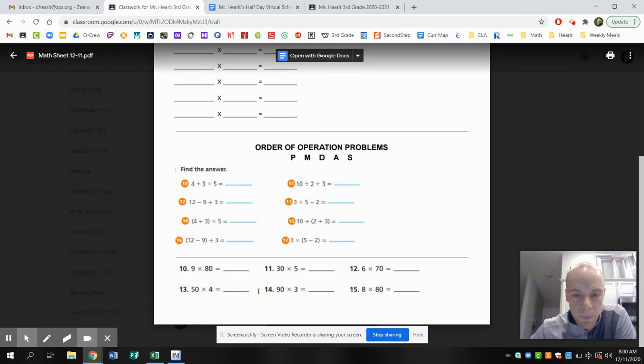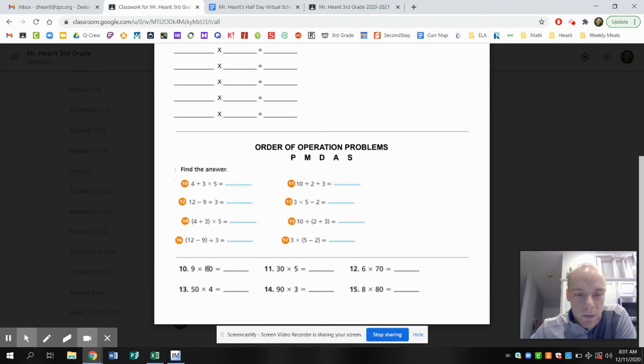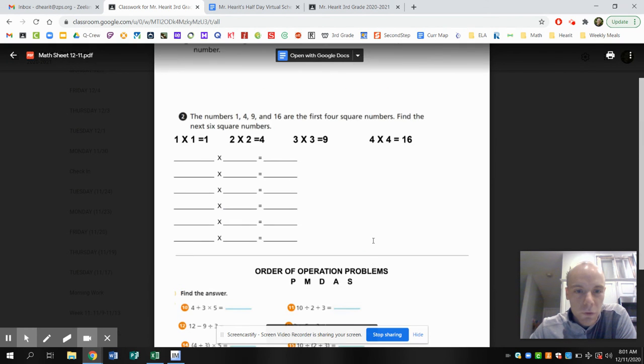And then here at the bottom, these are multiplying decade numbers. I put this little line here. So remember, multiplying decade numbers, you forget about the zero behind the decade number, like 80. So you forget about the zero. You do 9 times 8. 9 times 8 is 72. And then you put the zero on at the end. So it'd be 720. So that's what you're doing for today.